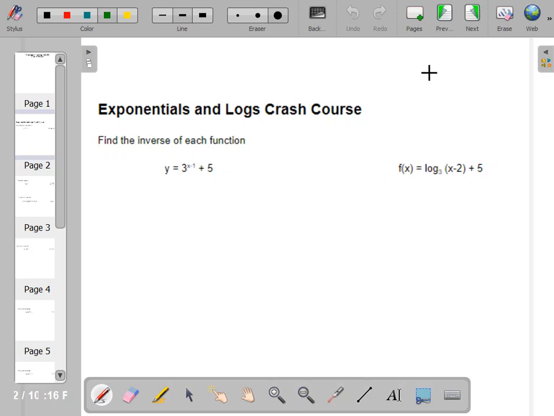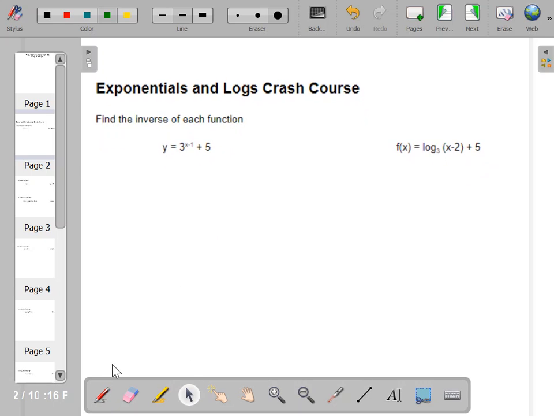Hello, ladies and gentlemen. We've got ourselves an exponents and logs test, so let's do a little crash course. We'll see if we can review the whole unit. First thing here, if you need to find the inverse of a function, you want to flip x and y, and then the goal is to isolate y. We're trying to get y by itself.